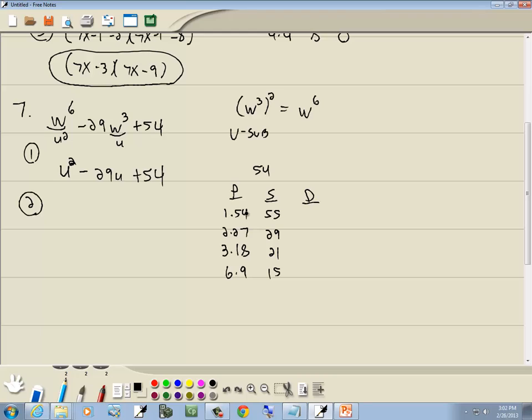Subtract them, smaller from larger. 54 minus 1 is 53. 27 minus 2 is 25. 18 minus 3 is 15. 9 minus 6 is 3. Always, the number we're looking for is the number in our middle term, which is 29, which is right here. So we're going to use 2 and 27.